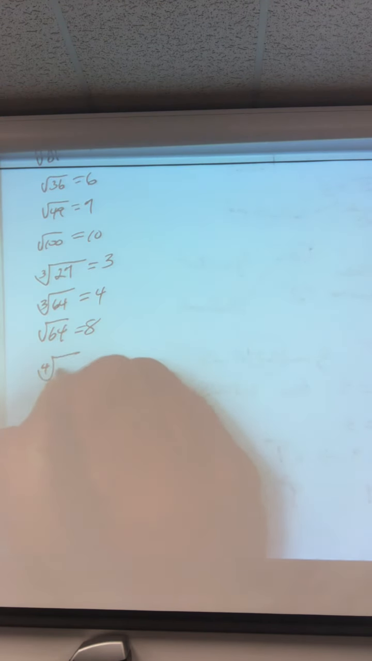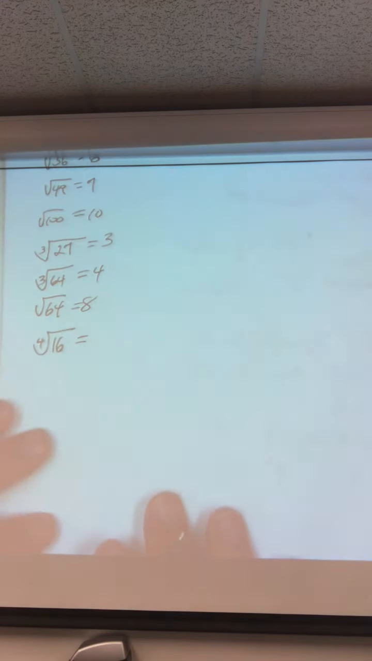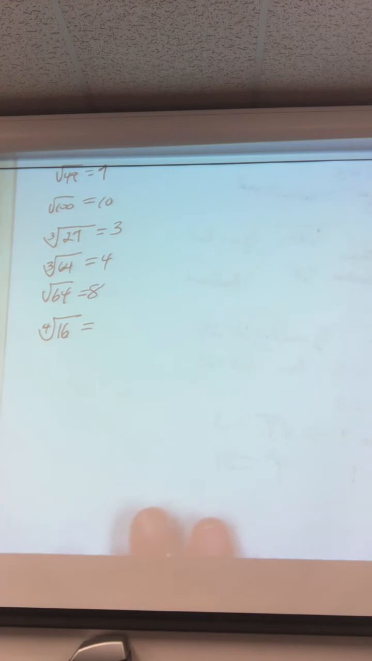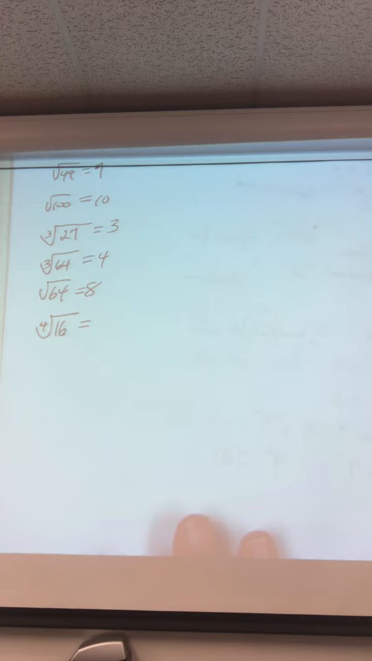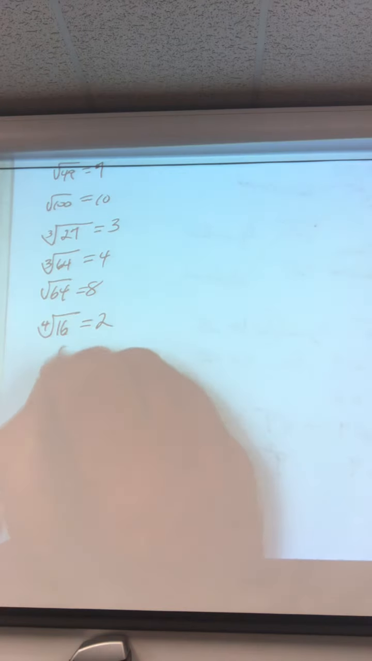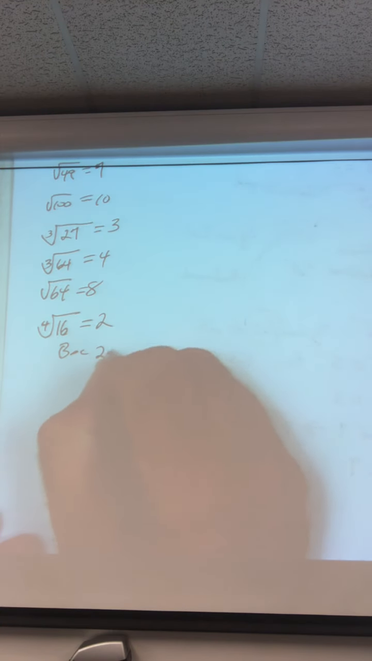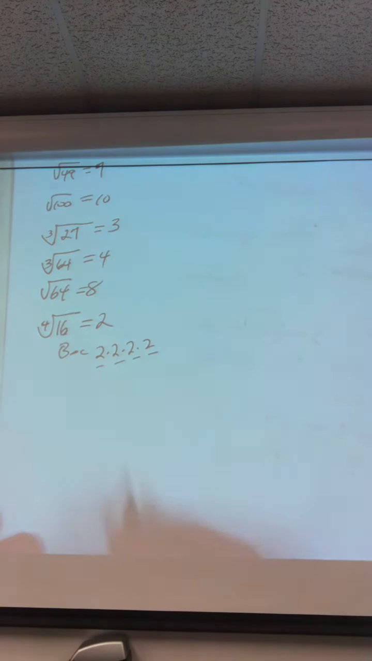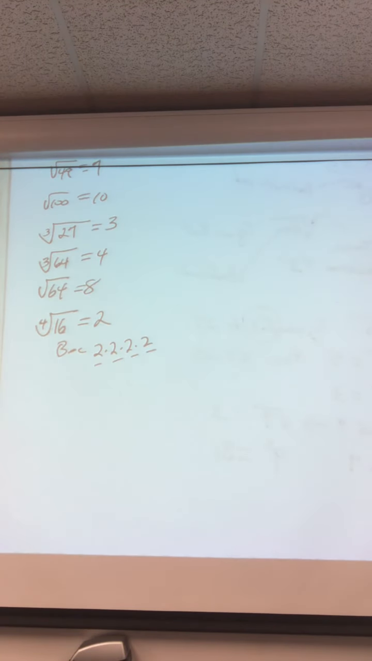Just another one, and I'm probably giving you more than you really need right here. The fourth root of 16 would be what times itself 4 times is 16. That's 2, because 2 times 2 times 2 times 2, 4 times, gives you 16. So that's what that index right there means.